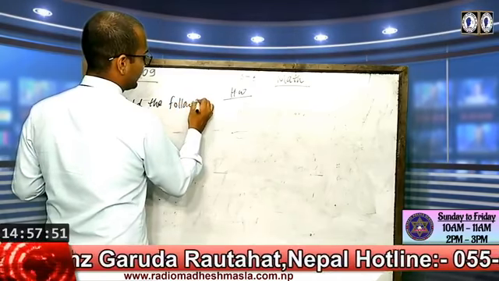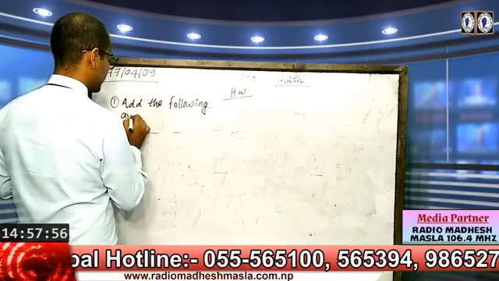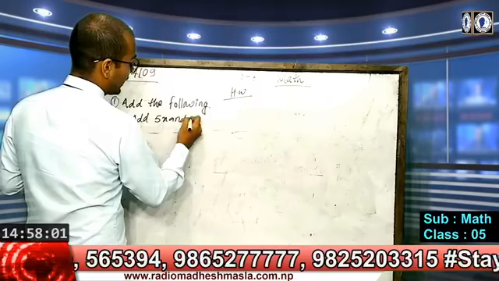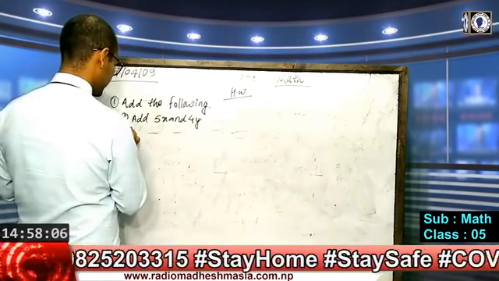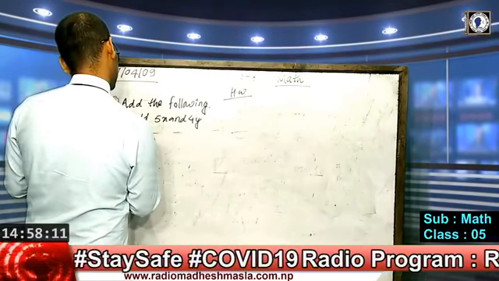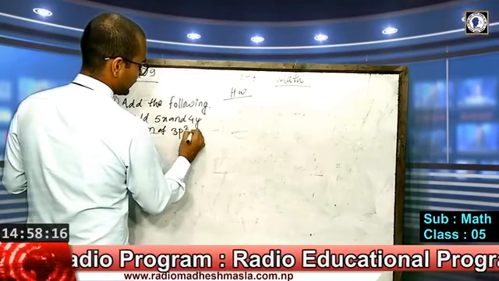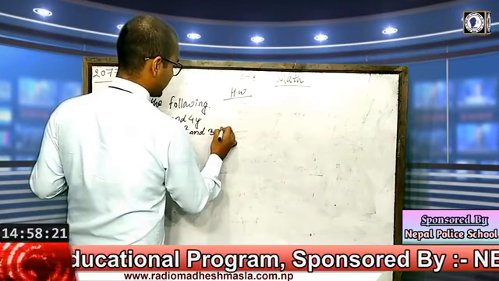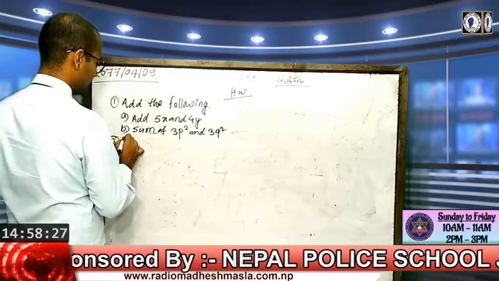Add the following. For A we have given 5x and 4y. Question number B is the sum of 3p square and 3q square.